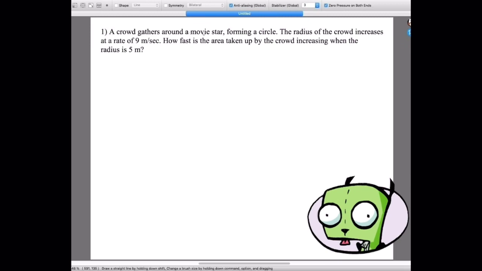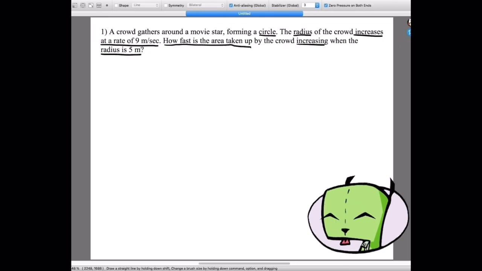So, let's underline what we know. We know that our problem involves a circle. We know that the radius of the crowd is increasing at a rate of 9 meters per second. And we want to know how fast the area taken up by the crowd is increasing when the radius is 5 meters. Now that we have it underlined, let's write down the information that we know.